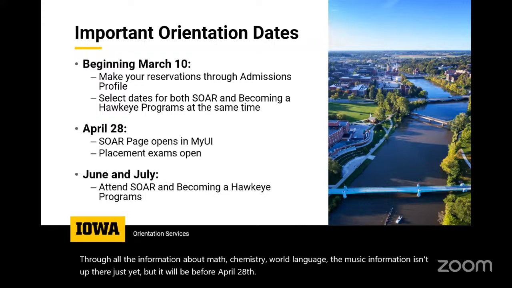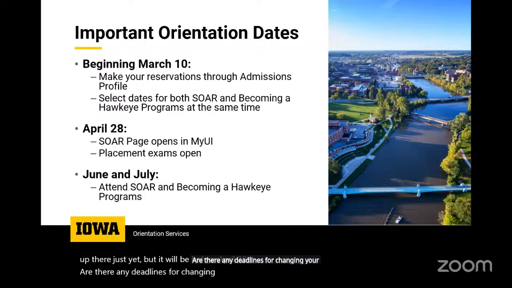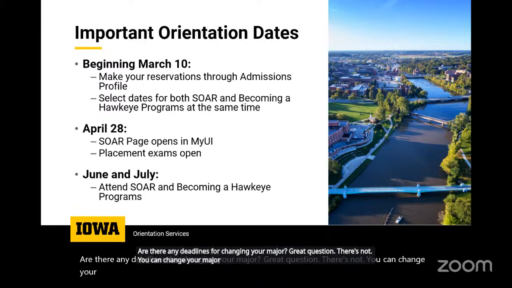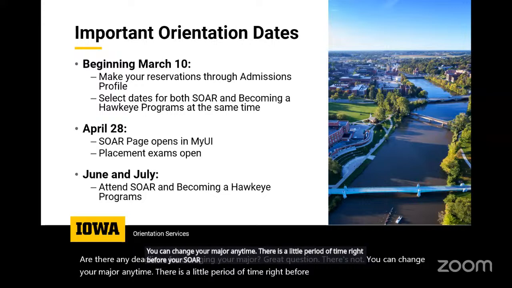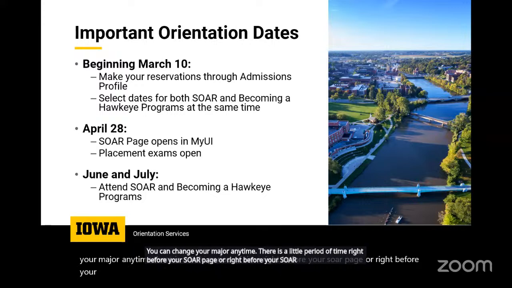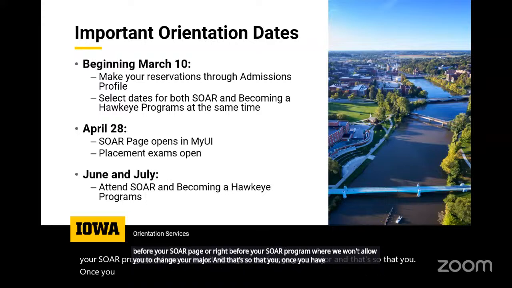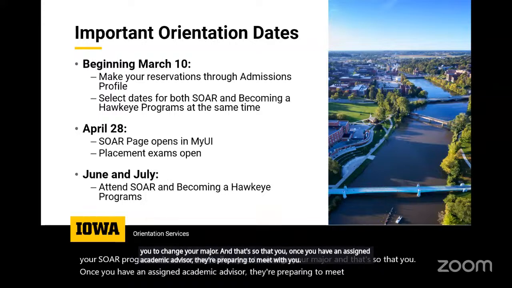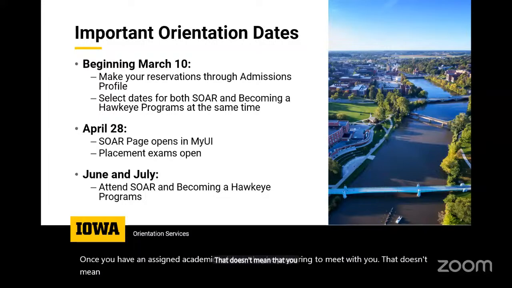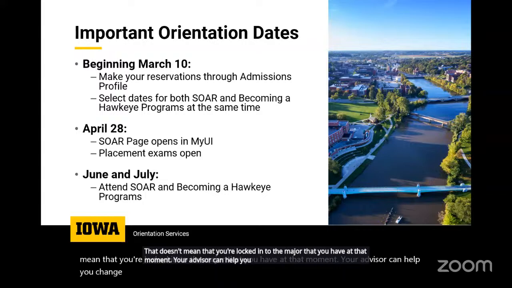Are there any deadlines for changing your major? Great question. There's not. You can change your major anytime. There is a little period of time right before your SOAR page or right before your SOAR program where we won't allow you to change your major. And that's so that once you have an assigned academic advisor, they're preparing to meet with you. That doesn't mean that you're locked in to the major that you have at that moment. Your advisor can help you change a major even during your SOAR appointment.